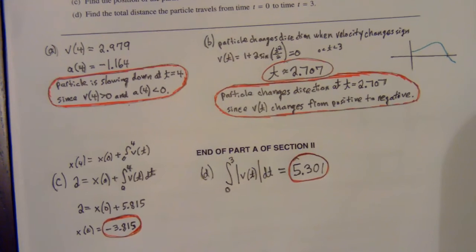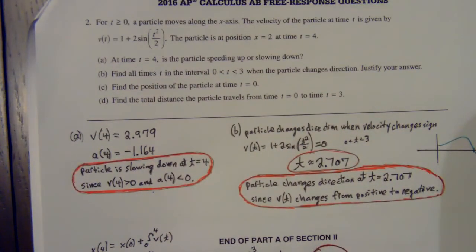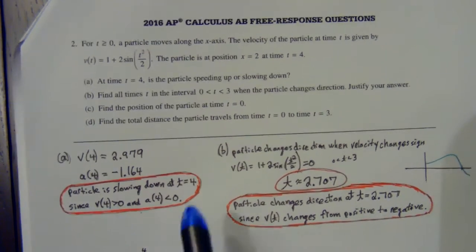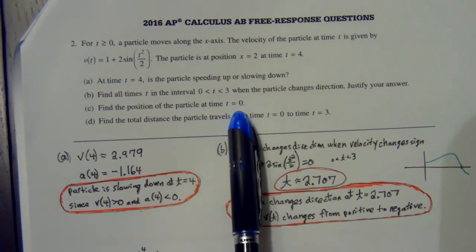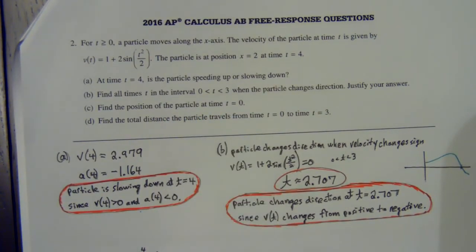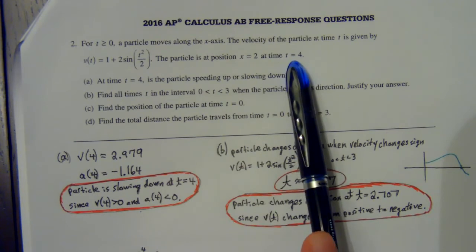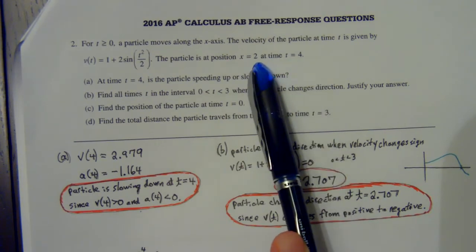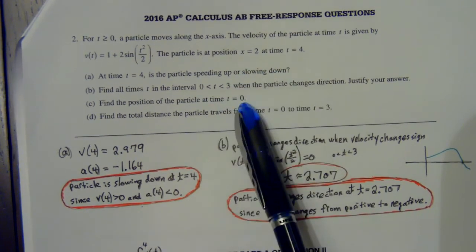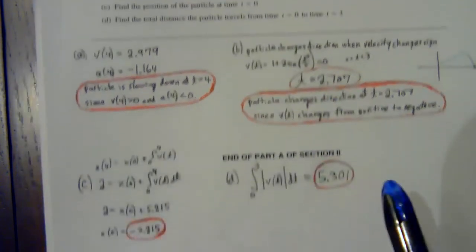Now, letter C, I have 2 ways to work out letter C. It's a little bit backwards from what we're used to. We're used to being given the position at t equals 0, and then we find the position at t equals 4, or something. So this time is different. It tells us where our position is at t equals 4. We're at x equals 2. And then we want to find where we are at t equals 0. So there are 2 ways we could do this.